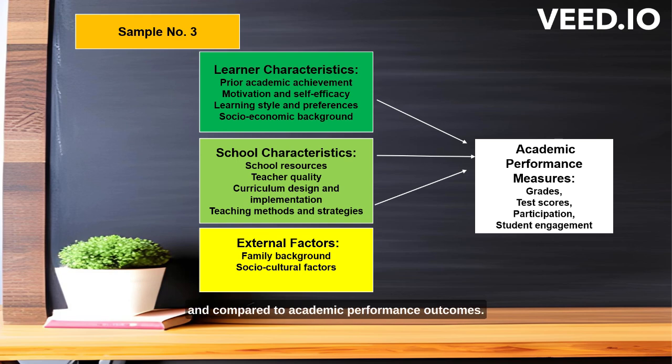This framework can guide the research design and analysis by identifying specific variables within each category that can be measured and compared to academic performance outcomes. For example, researchers might use surveys and educational records to gather data on student characteristics, school resources, and external factors, and then analyze the relationships between these factors and academic performance measures such as grades and test scores.